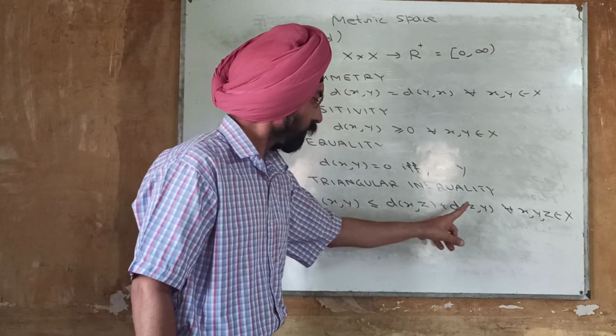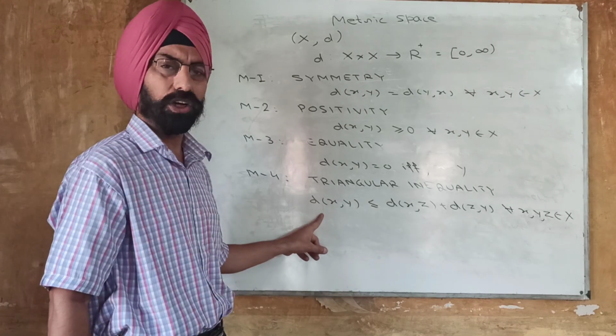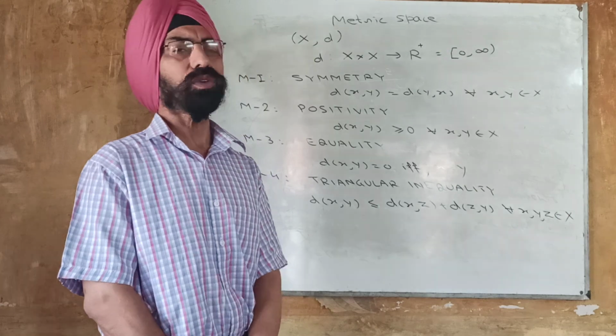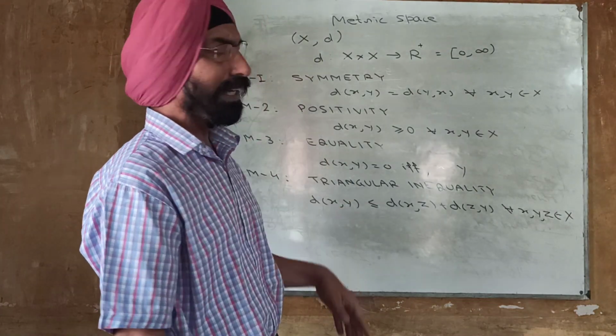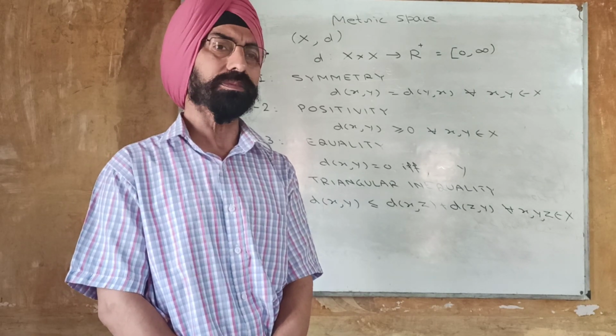So the sum of the lengths of the two sides of a triangle is always greater than or equal to the third side. That is the triangular inequality. So why this function metric, normally we denote it by d, because it satisfies the properties of a distance function.